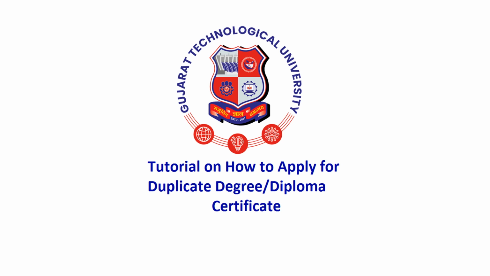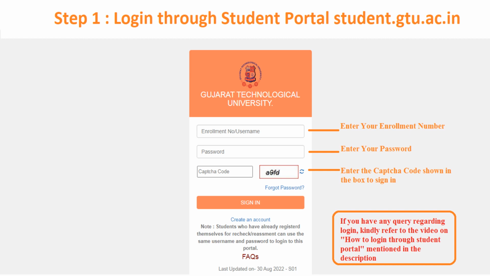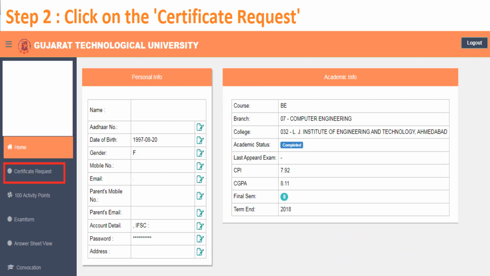Tutorial on how to apply for duplicate degree or diploma certificate. Log in through student portal and enter your enrollment number, password, captcha code to submit. If you have any query regarding login, watch the video on how to log into student portal mentioned in the description box. Click on the certificate request from the menu.